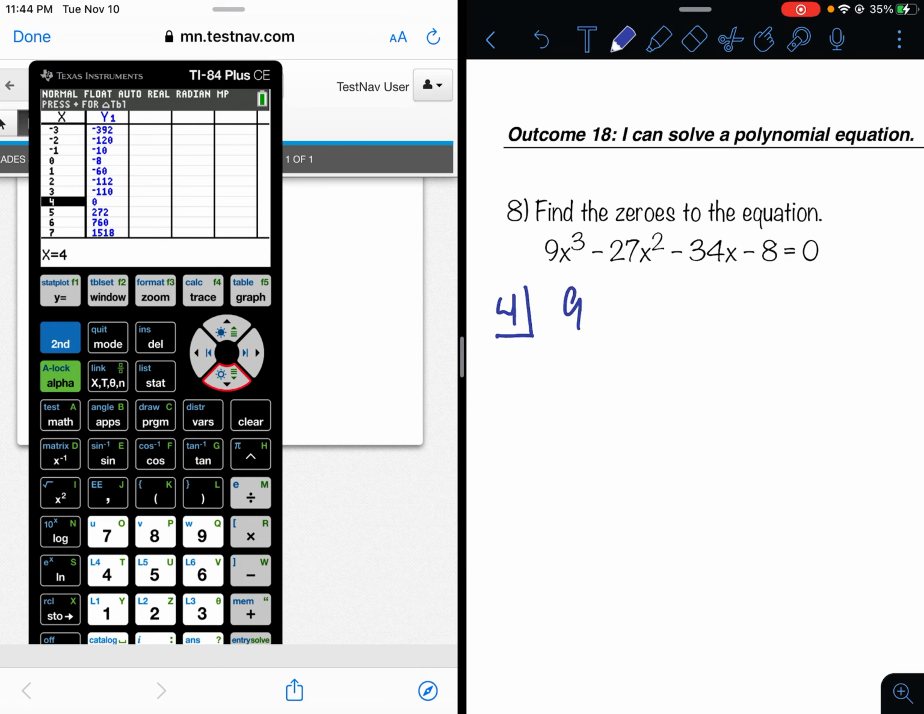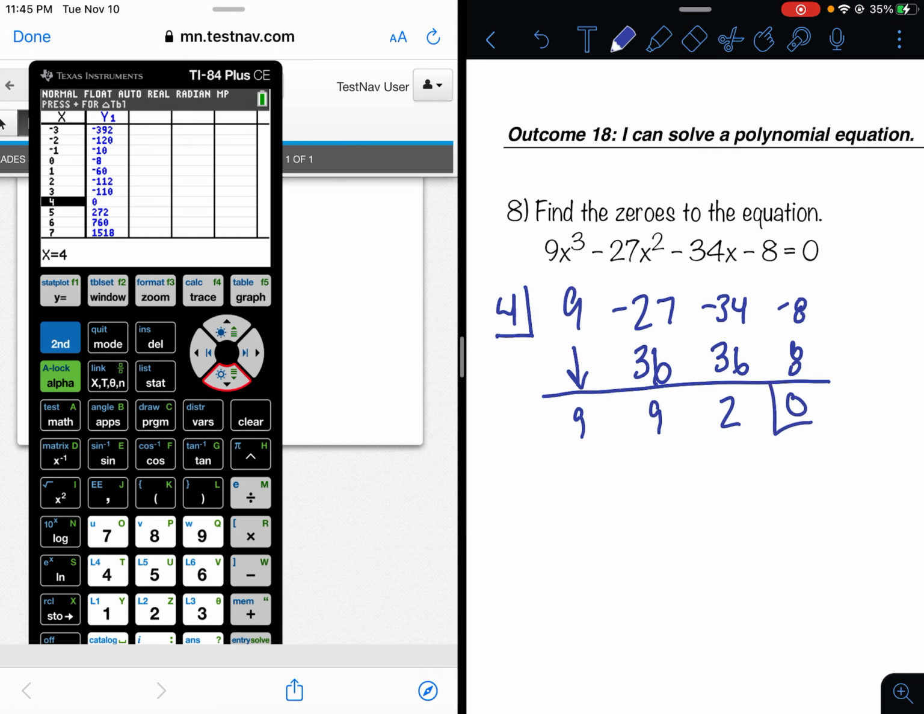So I'm going to plug this in, 9x to the third, negative 27x squared, minus 34x, and then minus 8. So we'll go through here. First number will come down, 9. 9 times 4 is 36. Negative 27 and 36 is 9. 9 times 4 is 36. Negative 34 and 36 is 2. 2 times 4 is 8. And so negative 8 and 8 is 0.